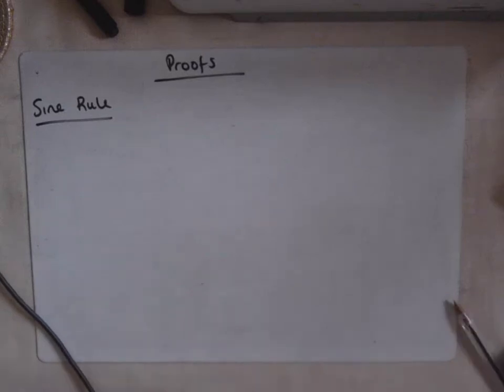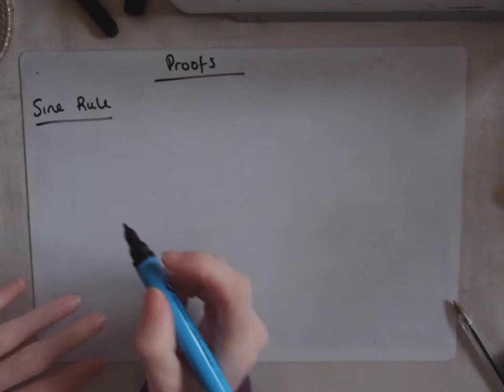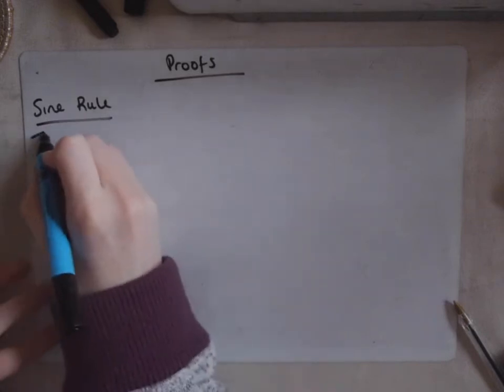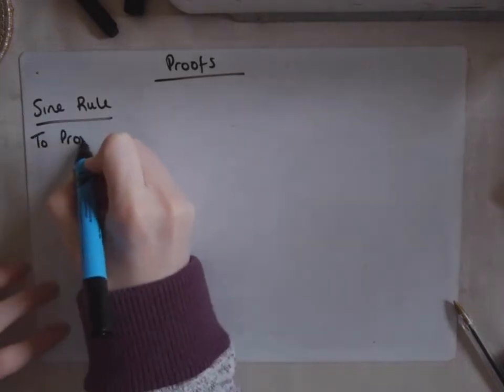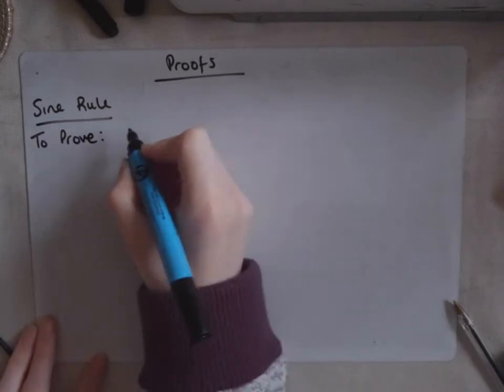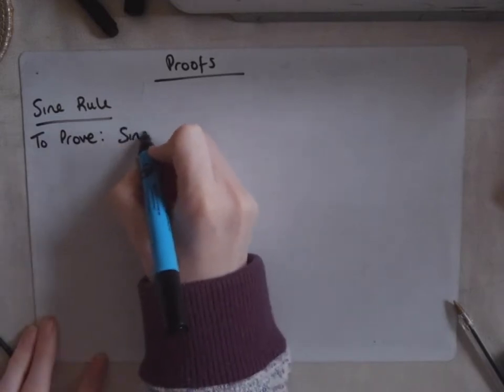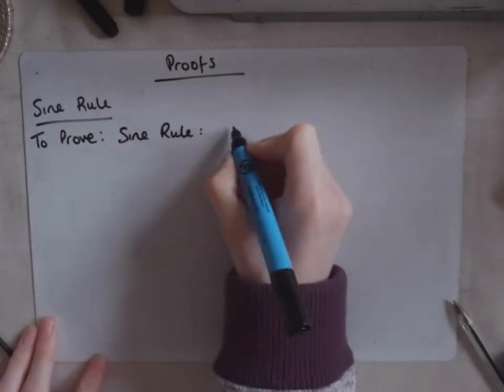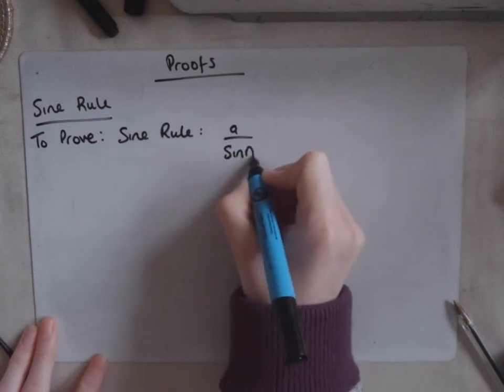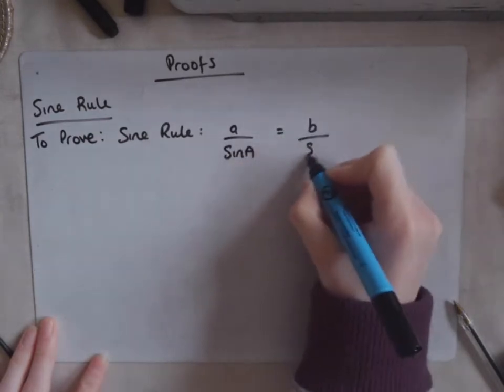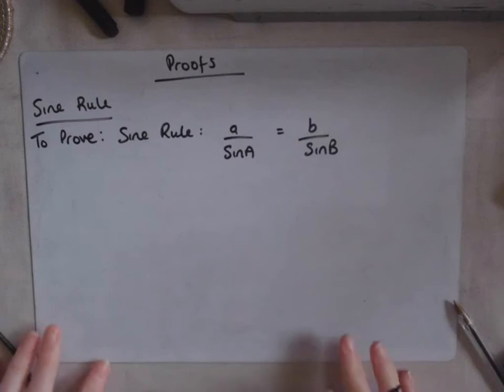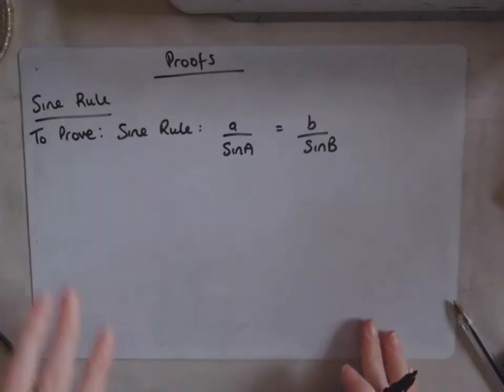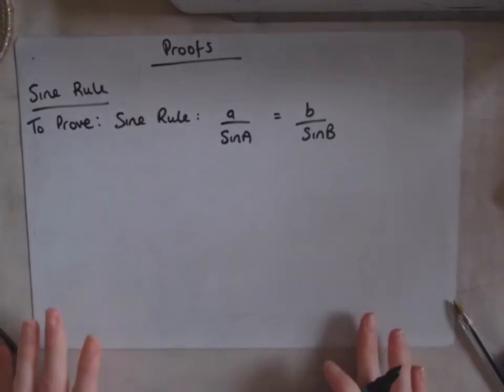Okay, so we have a proof here. We're trying to prove the sine rule: a over sine A equals b over sine B. We're just trying to prove that that's true.